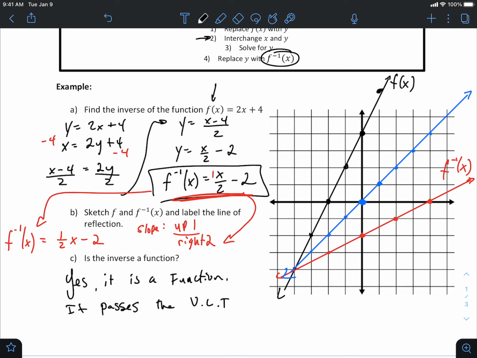What are you going to get hit with on IB? The labels for the x and y. The labels for x and y, all right?